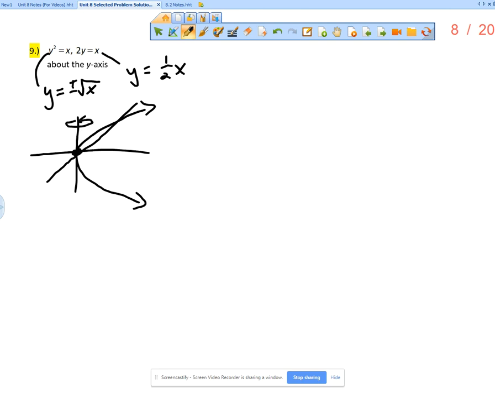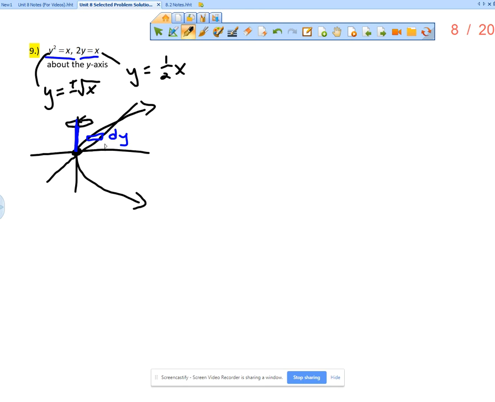All right, so key is that when we are revolving about the y-axis, we want the cut to be perpendicular to the axis of rotation. So the cut needs to be horizontal. So this is a dy cut because that is perpendicular to the y-axis. Now, if I have a dy cut, I want my equations in x equals form, which they are, or they were to begin with. So I have x equals y squared and x equals 2y.